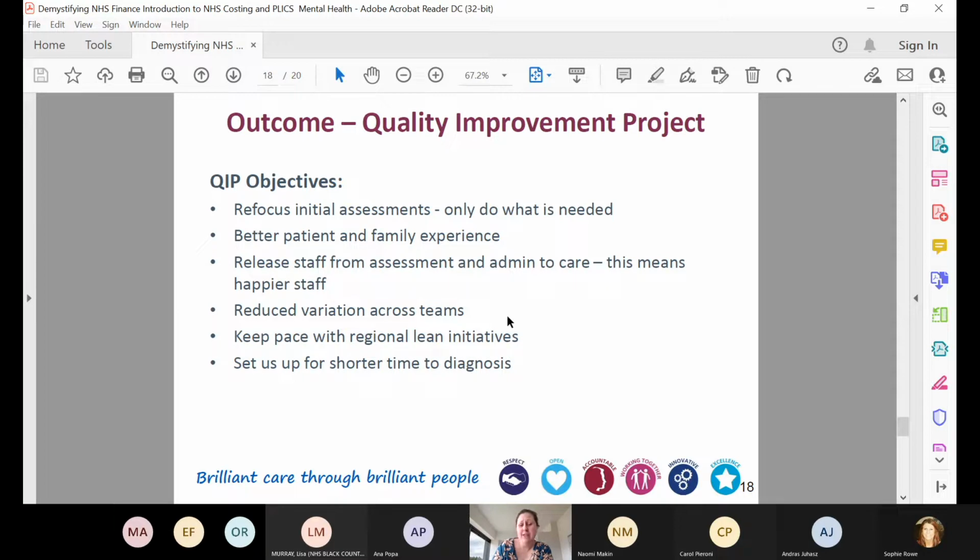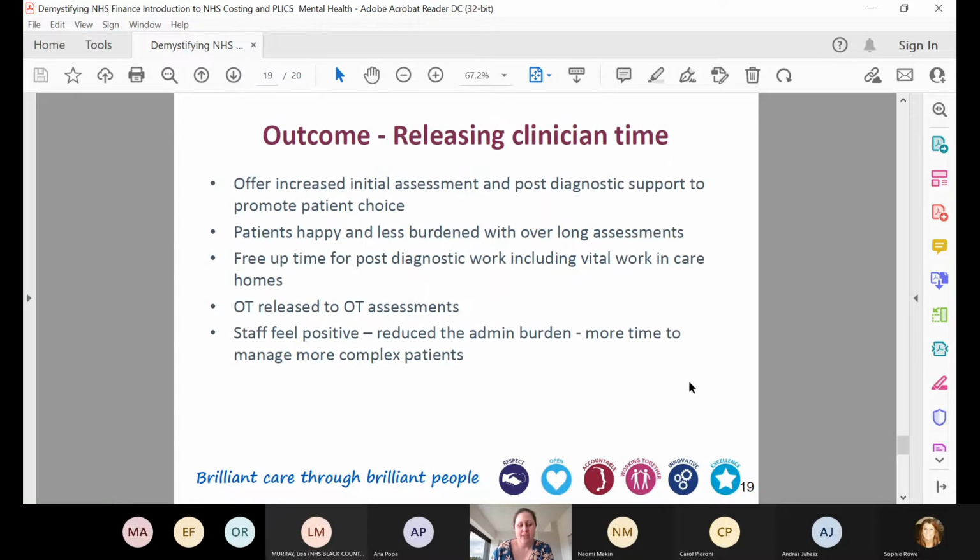We wanted to reduce the variation across the team, so some of the graphs I've shown you. Keeping pace with all of the initiatives that are going on, dementia has a huge focus nationally and it's something that we've got to tackle. And also setting ourselves up for a shorter time to diagnosis, so we don't have prolonged waiting lists and we're able to treat patients quicker. So ultimately it was about releasing our clinician time and putting it into the right place.